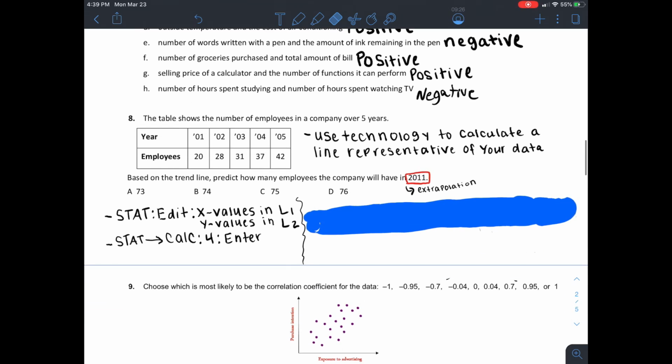Our last question, question 8. The table shows the number of employees in a company over 5 years. All right, guys, it's time to use technology to calculate a line representative of our data again. Again, I've put the instructions right here for using your TI-83 or 84 calculator. Now, I'm going to pause while you find your line of best fit and substitute the year 11 for your X value or your input value.